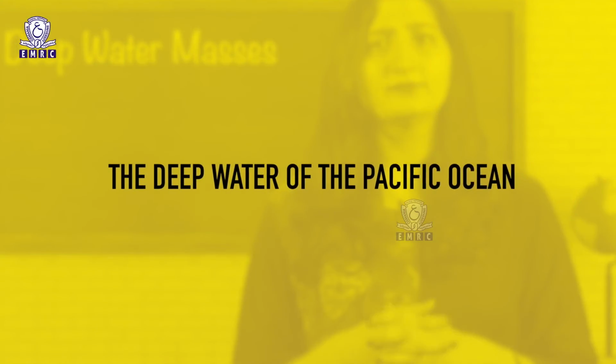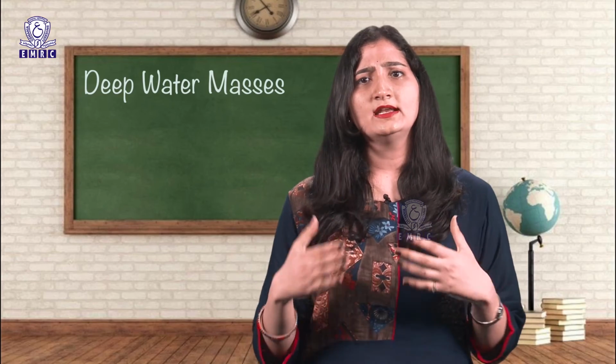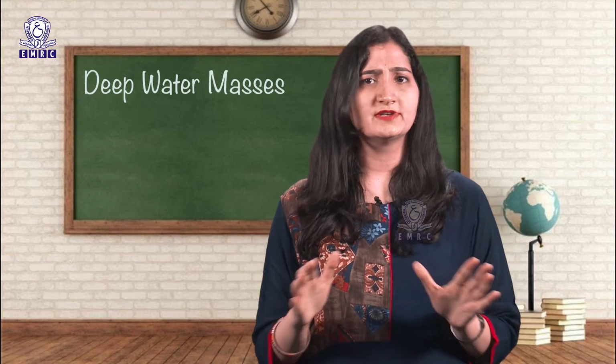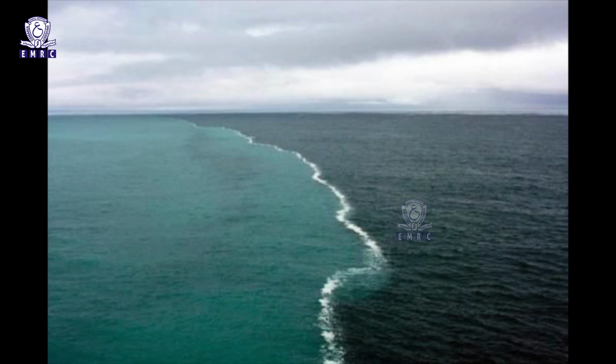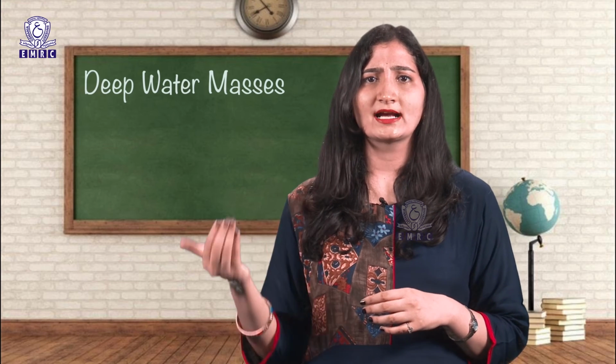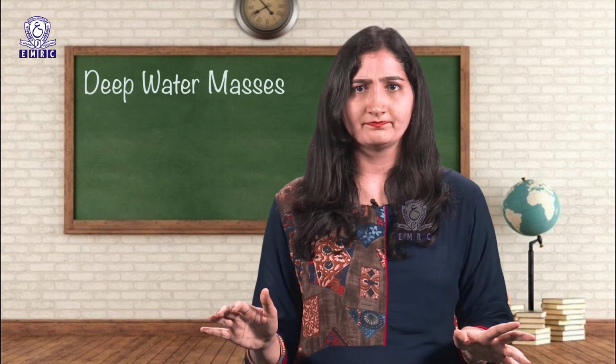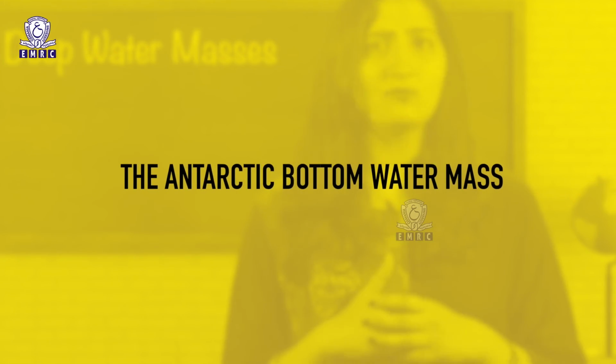The deep water of the Pacific Ocean. In the northern Pacific, there is no source of deep water. According to Sverdrup, the Pacific deep water is of Atlantic and Indian origin. It has become so much diluted by admixture of the intermediate and bottom water that the salinity maximum has disappeared.